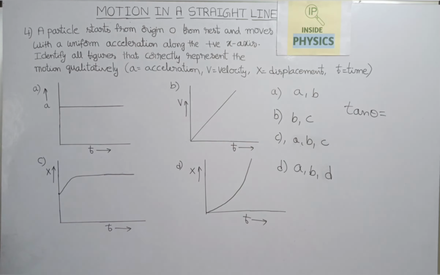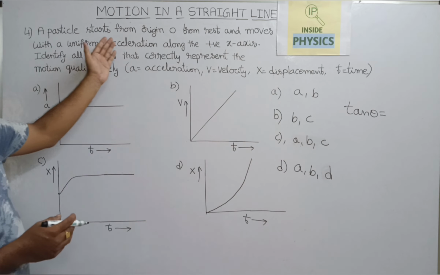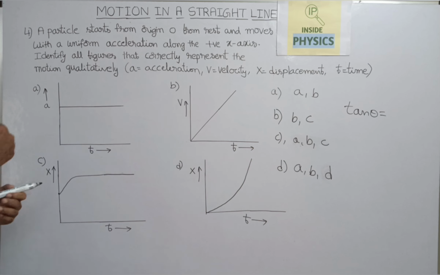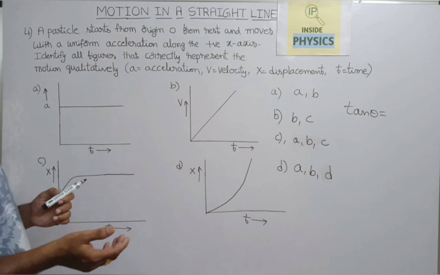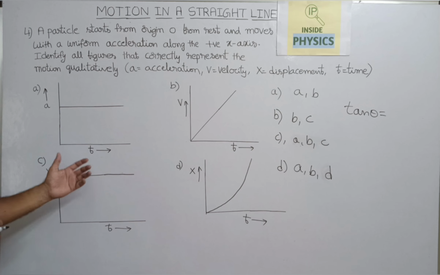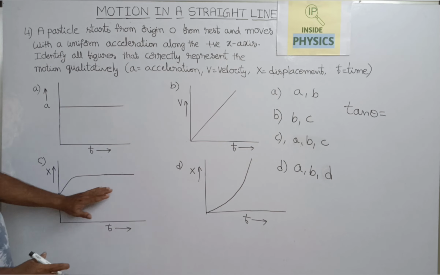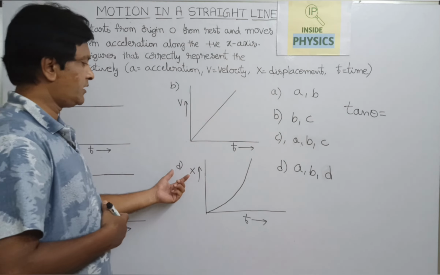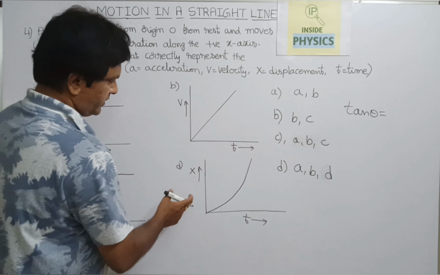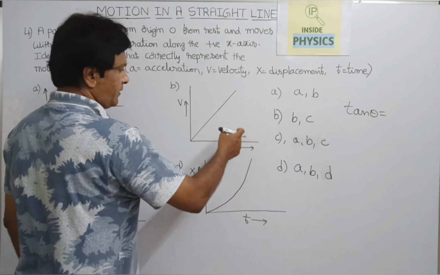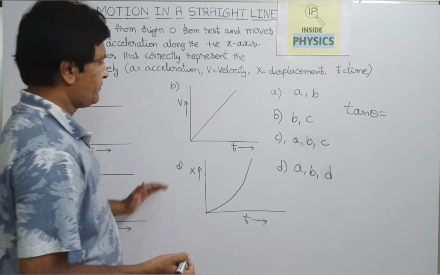And what about C? Here see, the displacement is increasing up to some time and again it is constant. It is not possible because it is moving with uniform acceleration, so the velocity will keep on increasing uniformly. And displacement will also increase. The velocity is increased, displacement will also increase. It cannot be a constant after some time, so this is ruled out.